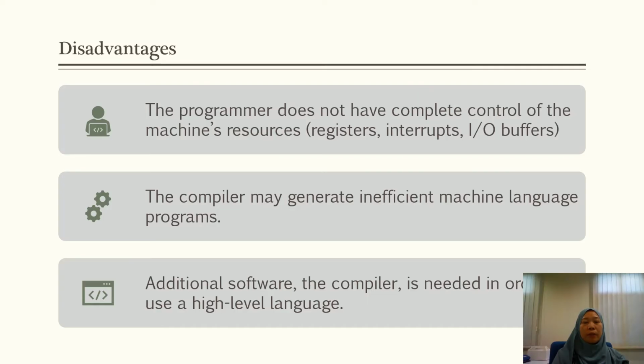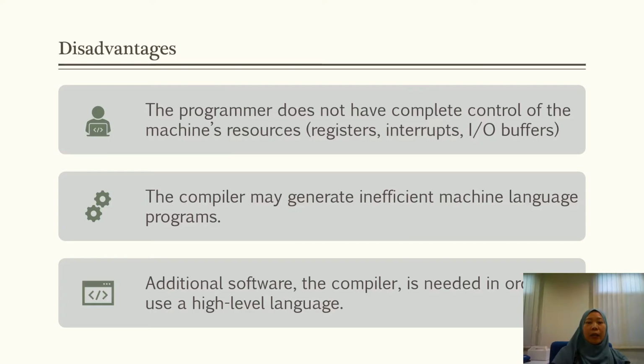Second, the compiler may generate an inefficient machine language program. When you have a high-level language, it depends on the compiler that is created by a programmer as well. If the compiler is good and efficient, then the program that you create can generate more efficient machine language. So it depends on the compiler, and you want to know whether the compiler is good enough or not.